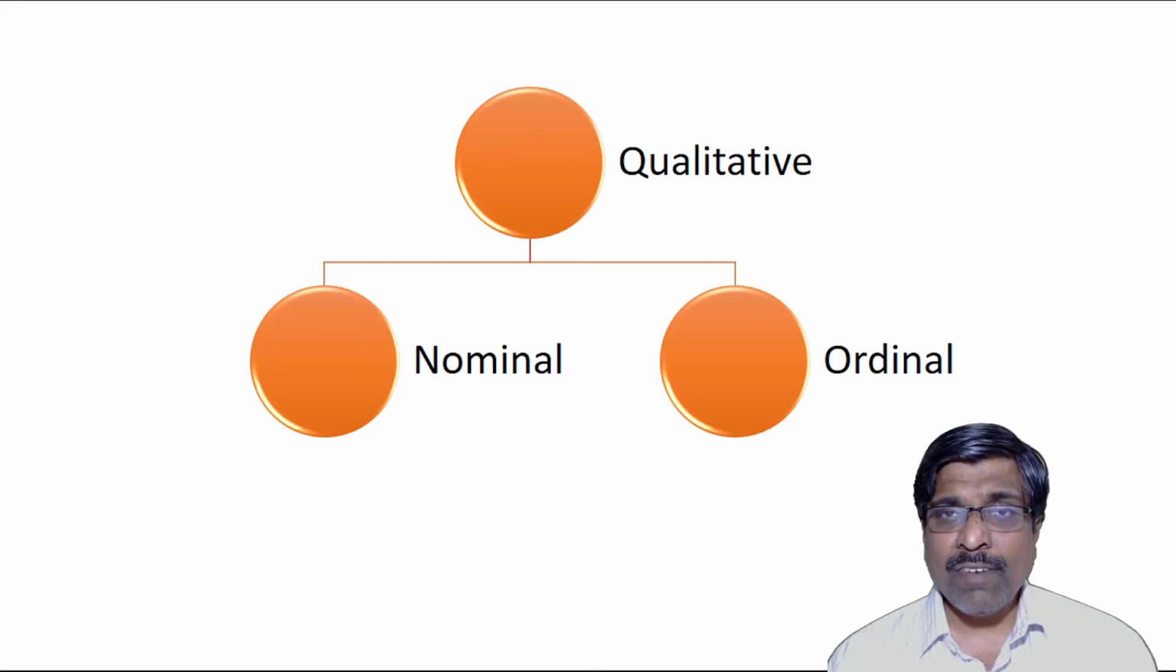Or you can even have marital status. You can say married, divorced, or other. You can give some numbers for this: 1 for married, 2 for divorced, and 3 for other. Like this you can find a number of illustrations in your qualitative data.